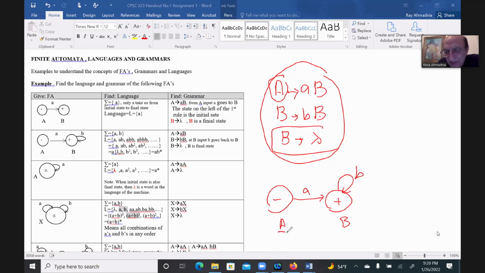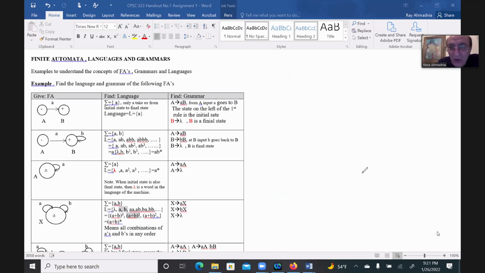So we use capital letters to name states. We use lowercase letters, what? As input here. Okay, now let's have more fun here. What is the story of this machine?